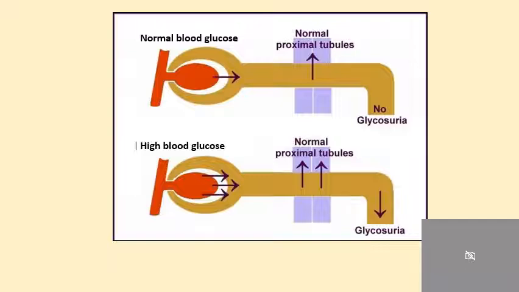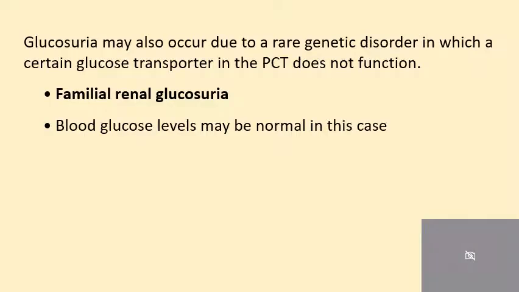So if it's left in the filtrate at the end of the PCT, it's stuck there, and it will show up in the urine. And so under this circumstance, we have exceeded the transport maximum for glucose, and we do observe glucose in the urine. There is one other condition that leads to glucose in the urine.